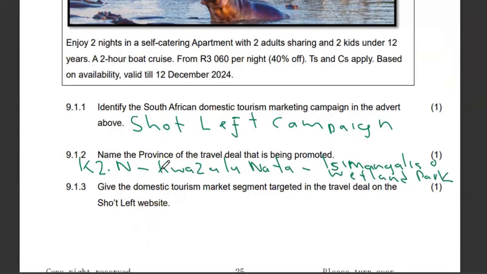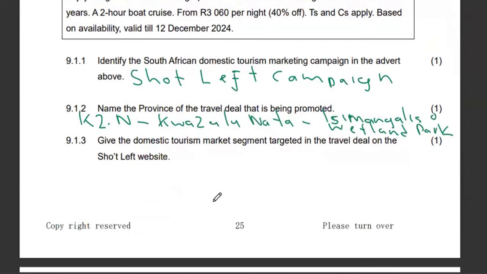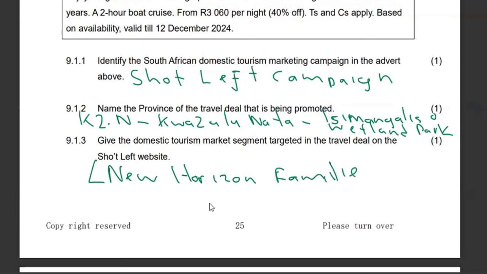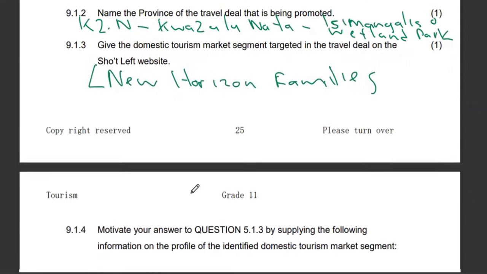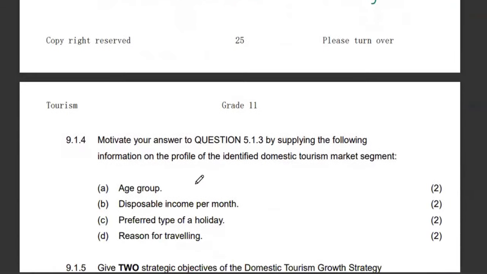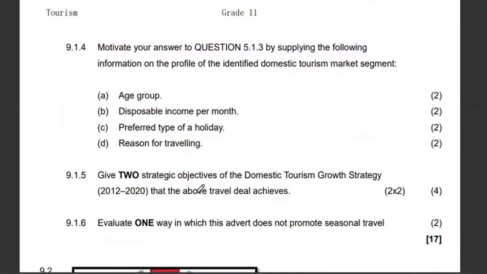Then give the domestic tourism market segment targeted in the travel idea on the Sho't Left website. So the segment which is targeted is the New Horizon families. Why are we saying that they are the New Horizon families? Motivate your answer by supplying the following information on the profile.